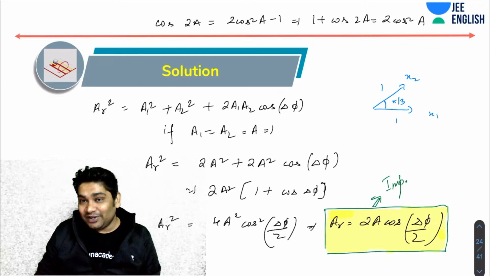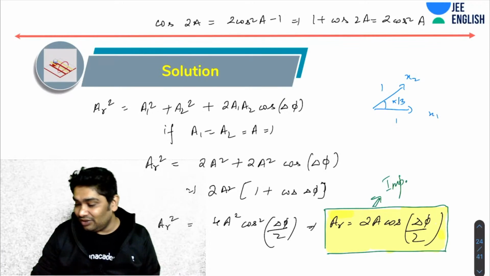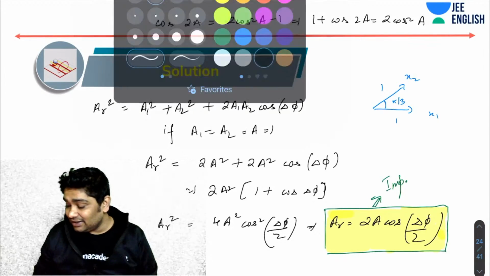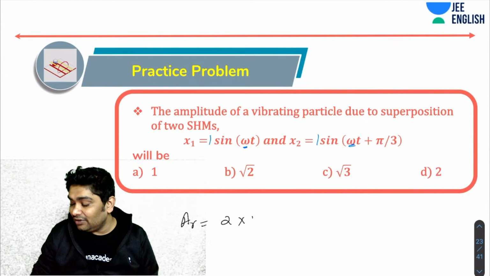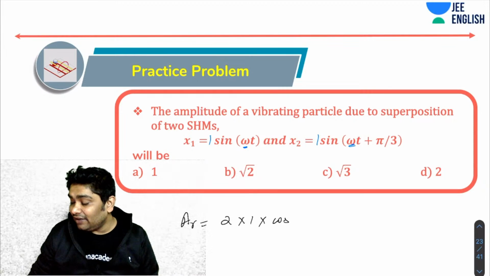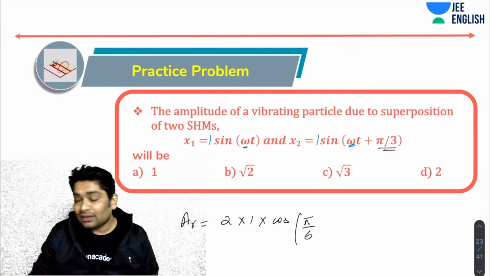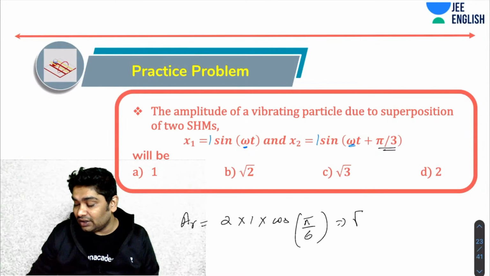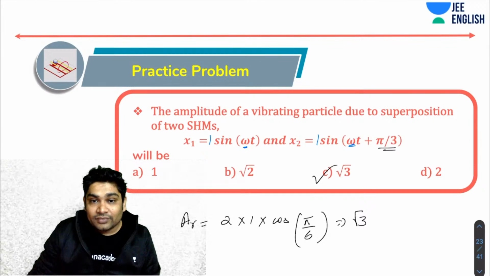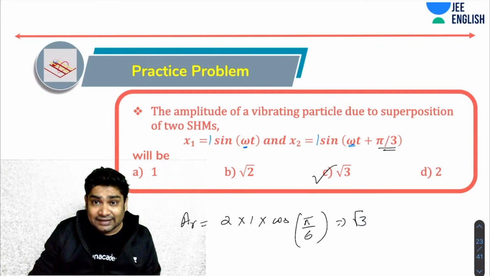So now all you need to do is apply this formula. The resultant would be 2 into 1 into cos of delta phi. Delta phi is pi by 3, so pi by 3 by 2, so pi by 6. Cos of pi by 6 is of course root 3 by 2, so the answer is root 3, option C. I hope that is clear.